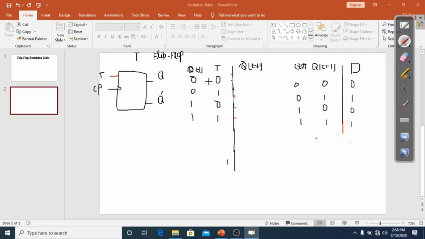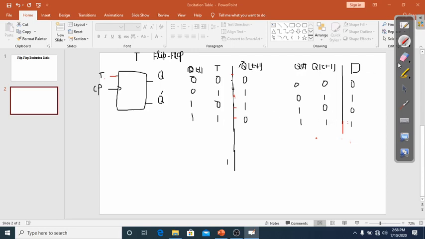So here T is equal to 0, so the next state would be the same as the present state. Here T is equal to 1, so it will toggle and the next state would be equal to 1. Here T is equal to 0, the next state would be the same as present state. Here T is equal to 1, so the next state will change, so next state would be equal to 0.